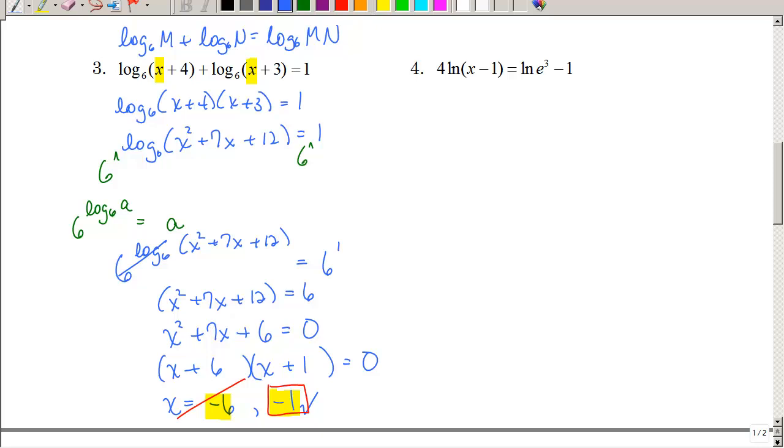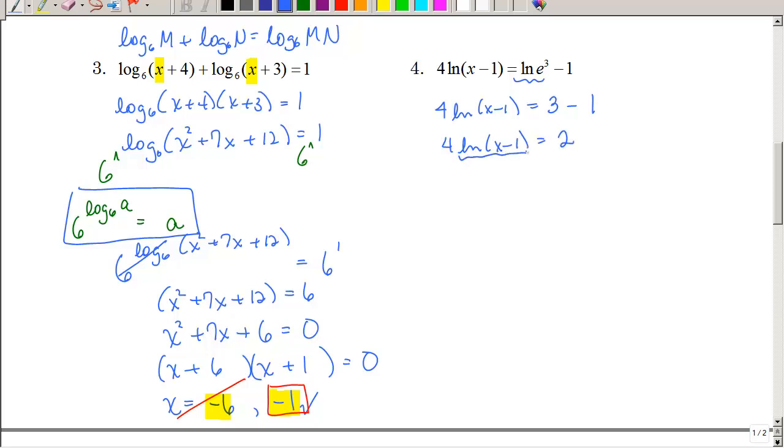Next problem. Well, we need to combine those logs. They're both on one side, and we don't have a coefficient of 1. But doesn't that look odd? Isn't this that same inverse property that we've been using? So I think we can get rid of the log on this one by knowing that the natural log of e to the third power is just 3. So I can combine 3 minus 1 and make it 2.